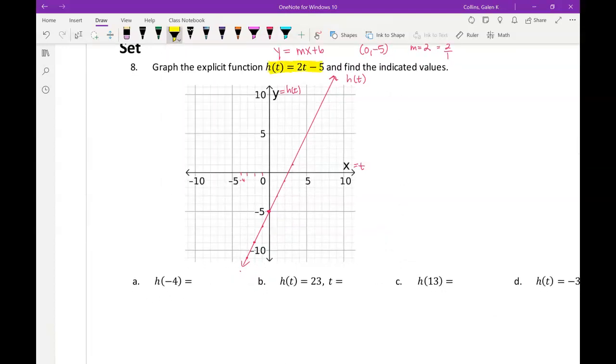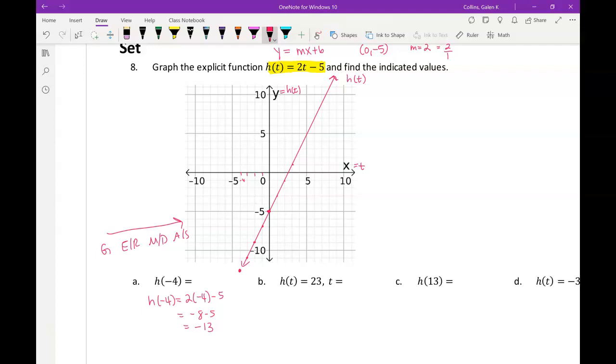So we could have graphed this way as well by coming up with points on our function h. When I substitute negative 4 for t, I get negative 8 minus 5, because remember, when I'm evaluating, I want to follow the order of operations. So I'm going to multiply before I subtract, and then negative 8 minus 5, well, I'm getting more negative, so I get negative 13. So we were correct, that is in fact negative 13 if our graph went far enough to see it.